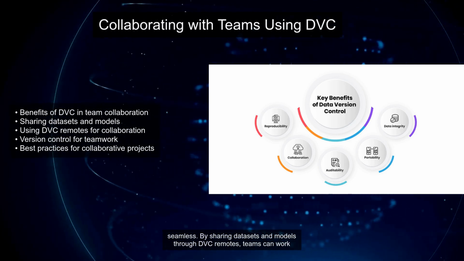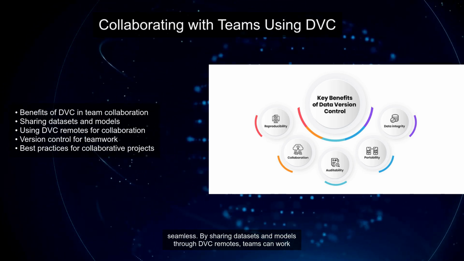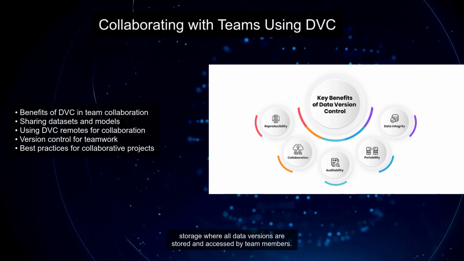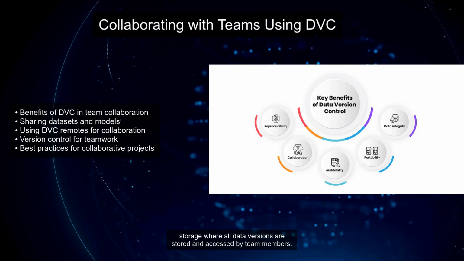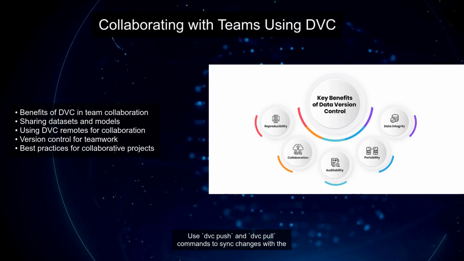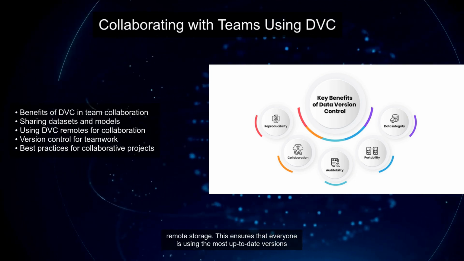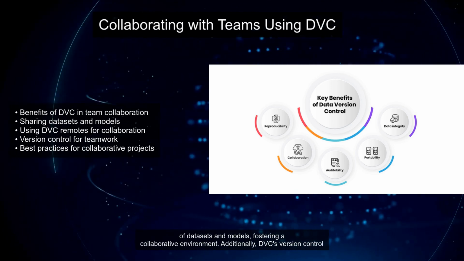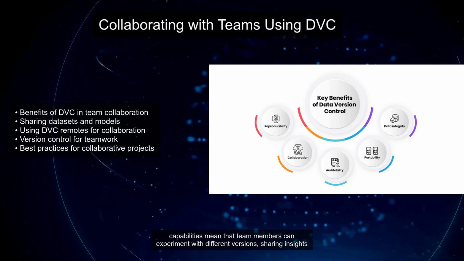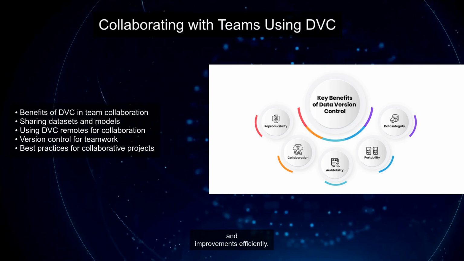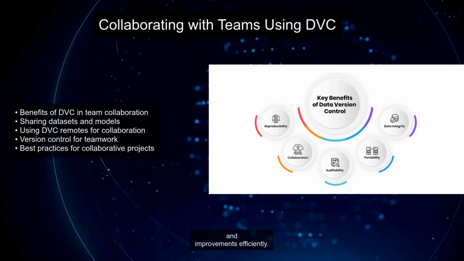By sharing datasets and models through DVC remotes, teams can work on the same project without conflicting changes. Remotes act as a centralized storage where all data versions are stored and accessed by team members. Use dvc push and dvc pull commands to sync changes with the remote storage. This ensures that everyone is using the most up-to-date versions of datasets and models, fostering a collaborative environment. Additionally, DVC's version control capabilities mean that team members can experiment with different versions, sharing insights and improvements efficiently.